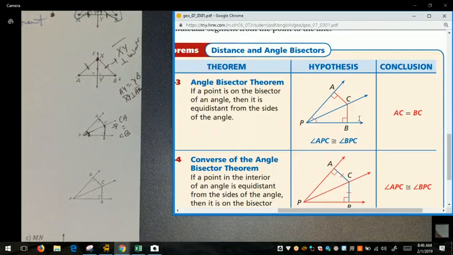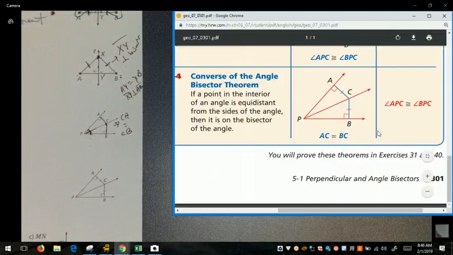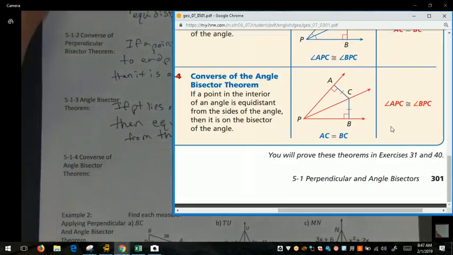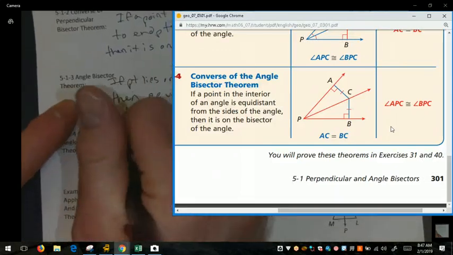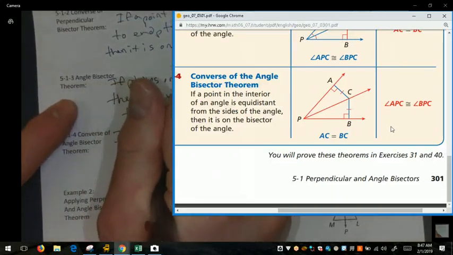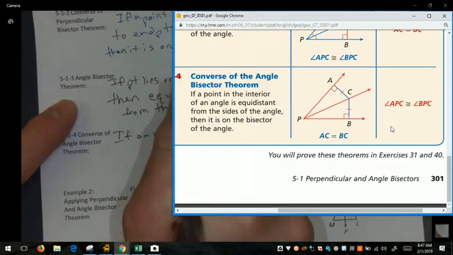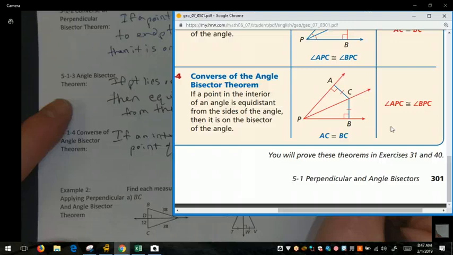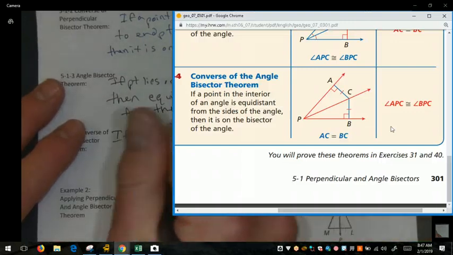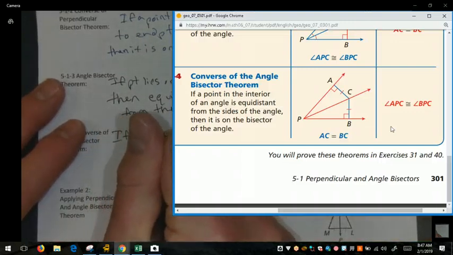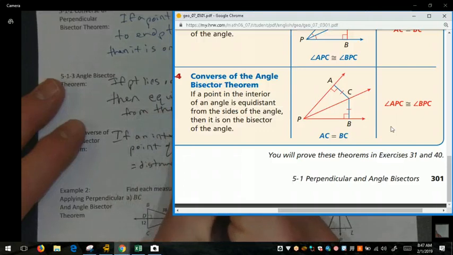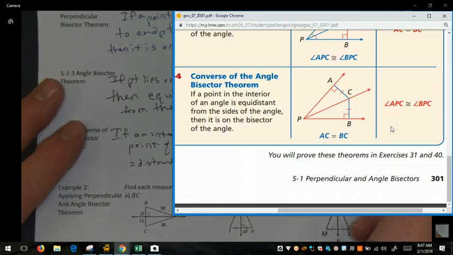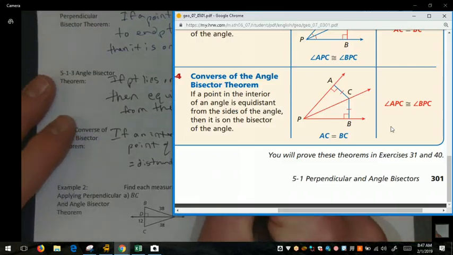The converse of this theorem is just switching the hypothesis and conclusion. That's what a converse is. It says that if a point on the interior of the angle is equidistant to the sides, then it lies on the angle bisector, or the bisector of the angle.